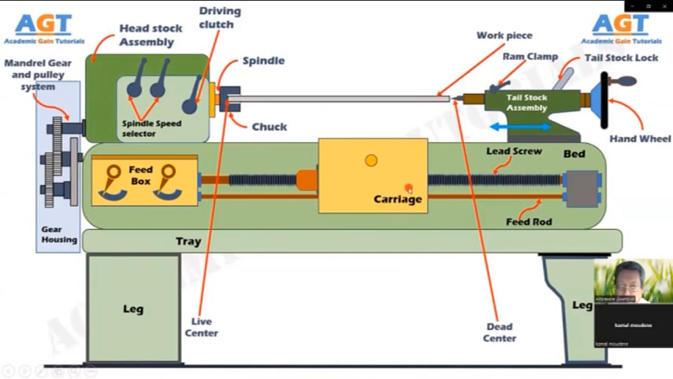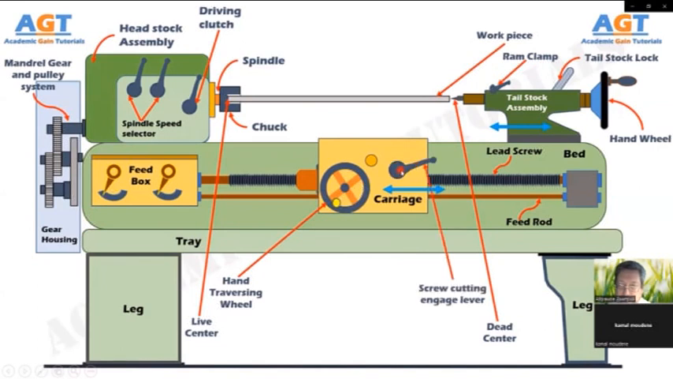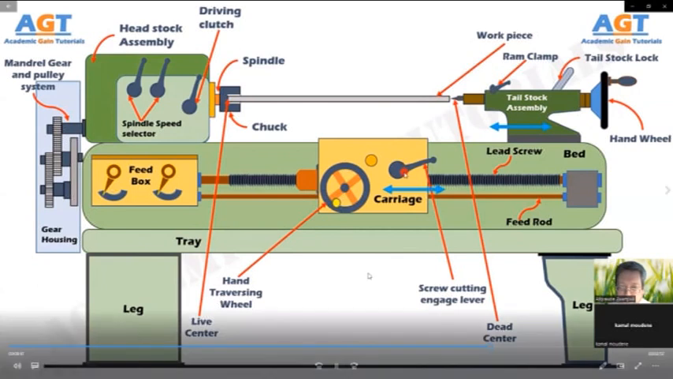On the carriage there is a hand traversing wheel. Using this wheel we can move the carriage left or right along the feed rod and lead screw. There is a half nut, or screw cutting engage lever, on the carriage. This half nut is used to connect motion to the carriage automatically.